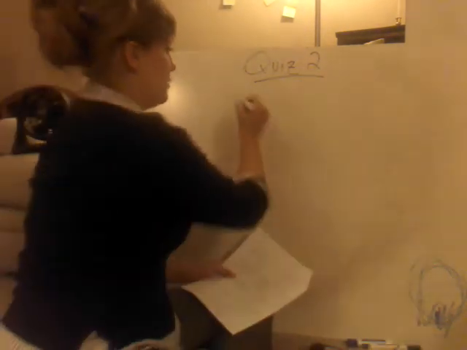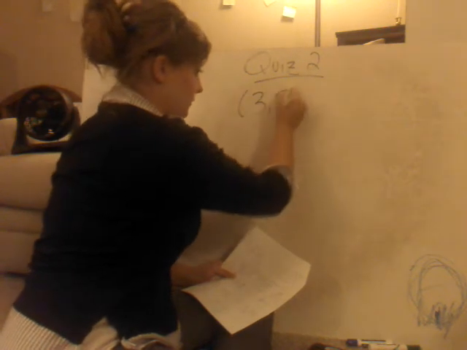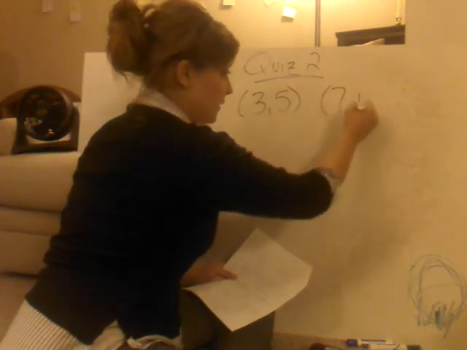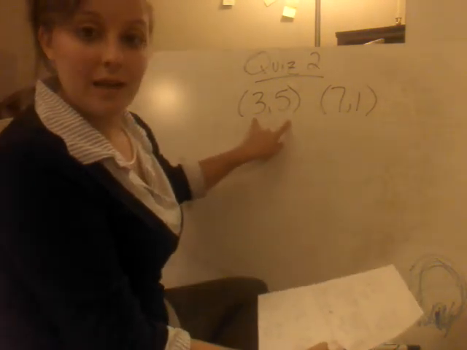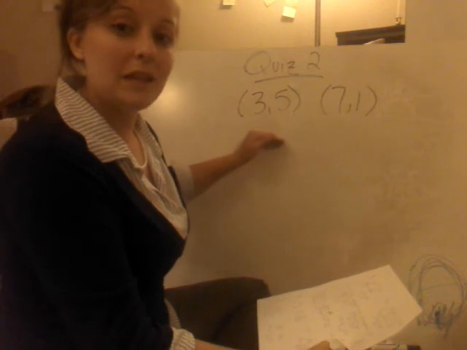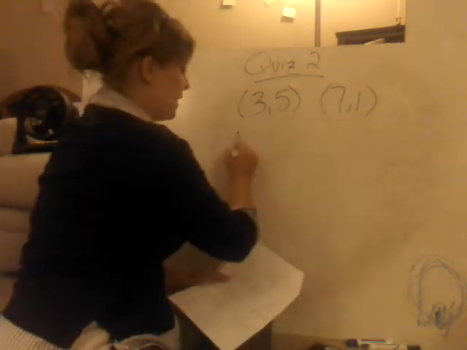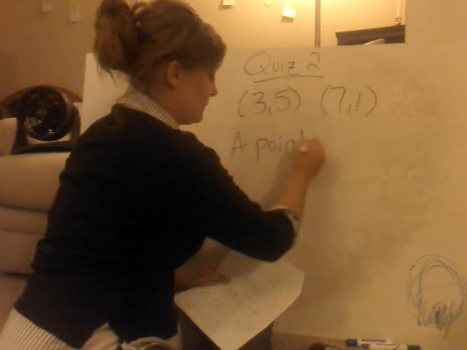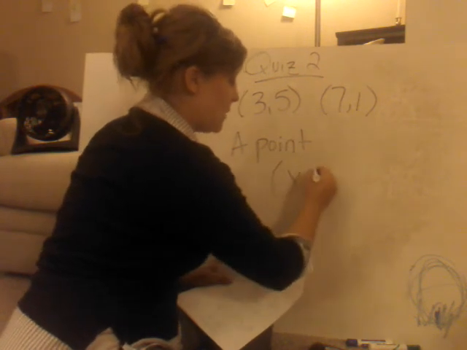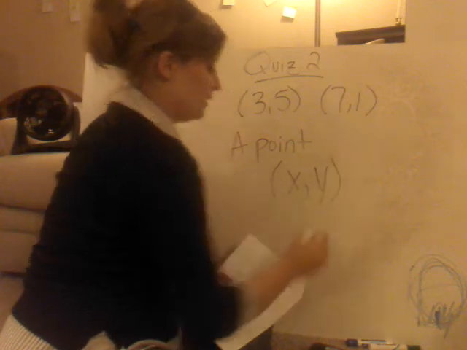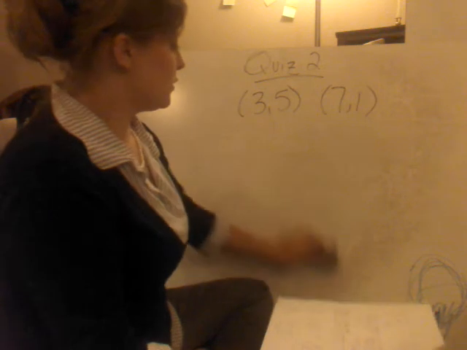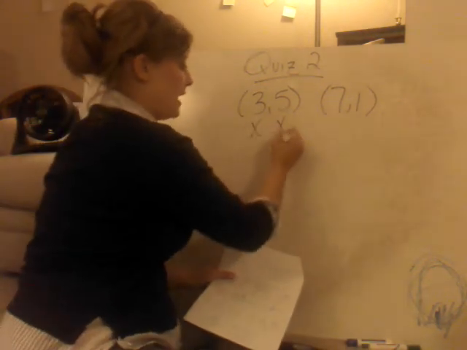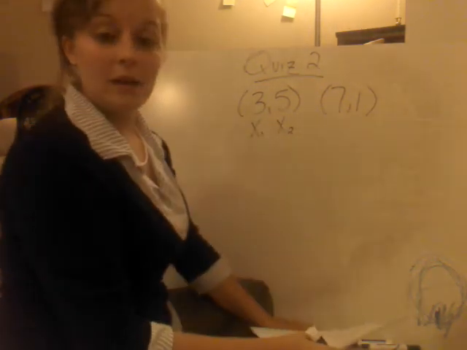Alright, next up, number 10 was to find the midpoint and distance for these 2 points. I cannot stress enough that anytime you see a coordinate like this, a point means x and y. So it's always going to be x, comma, y. Always. Every single time. A lot of people were labeling x1 and x2. That is not right. Not even a little bit.